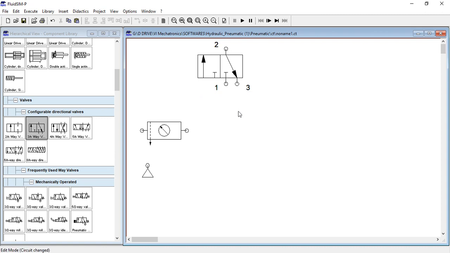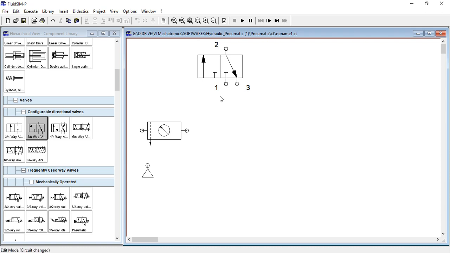Once again, I am repeating. Listen. 3 ports. Here you can see 3 by n. N means positions. Positions are configurable, so it is given as n. You can have any number of positions. But as standard we have only 2 positions in this 3 by 2. So 3 ports, 2 positions means 2 squares. Okay. So which valve is this? This is a 3 by 2 direction control valve.